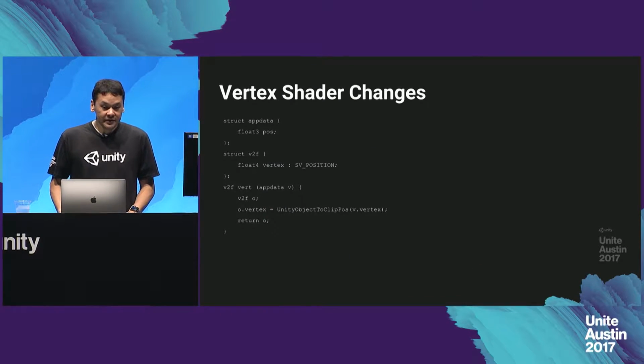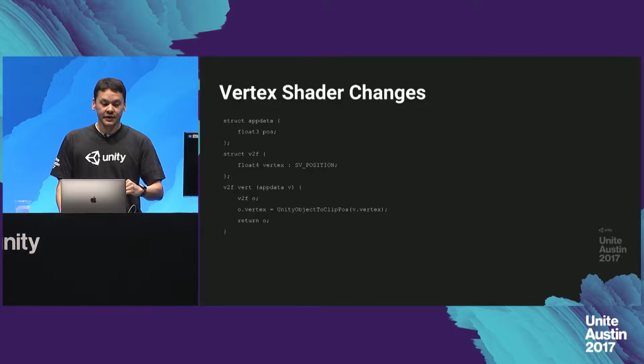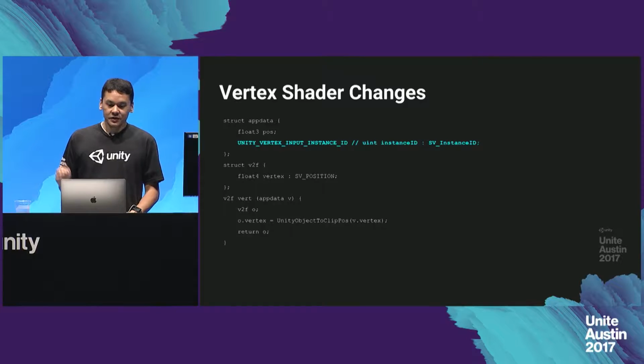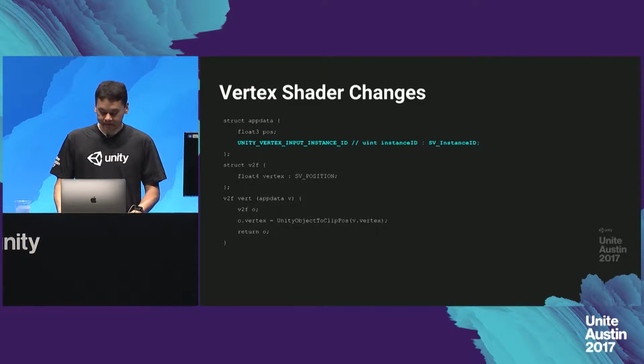So let's get into the performance. Actually, let's go to the vertex shader changes first, then we'll get into the performance. So here's a very, very simple vertex shader change. This vertex shader just takes in the position and transforms it into clip space and then returns that value. So let's go through the steps necessary to update this to support single pass instancing. So the first one is you need to add this macro, UNITY_VERTEX_INPUT_INSTANCE_ID. And all it does is it just says uint instanceID is equal to the system value for the instance ID, which is a built-in HLSL variable.